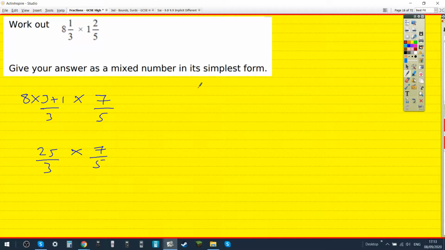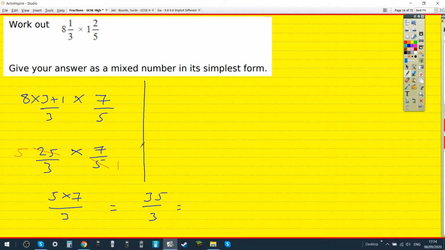You could cancel first. Cancel? Yeah. So can you cancel anything down anyway? Yeah. Go on. You can make 25 into 5 and 5 into 1. Yeah. I think that's the only one you can do. So, and then you do 5 times 7, which is 35. And then 3 times 1, which is 3. That's it.